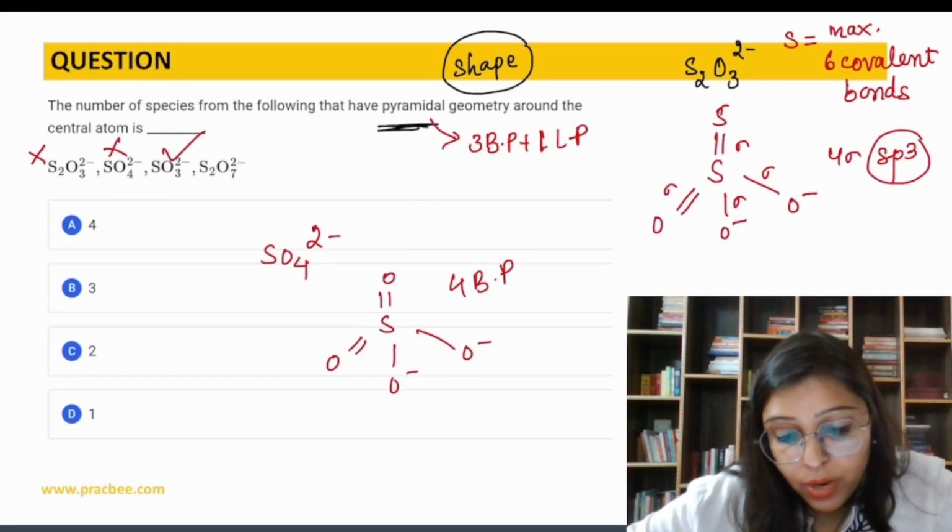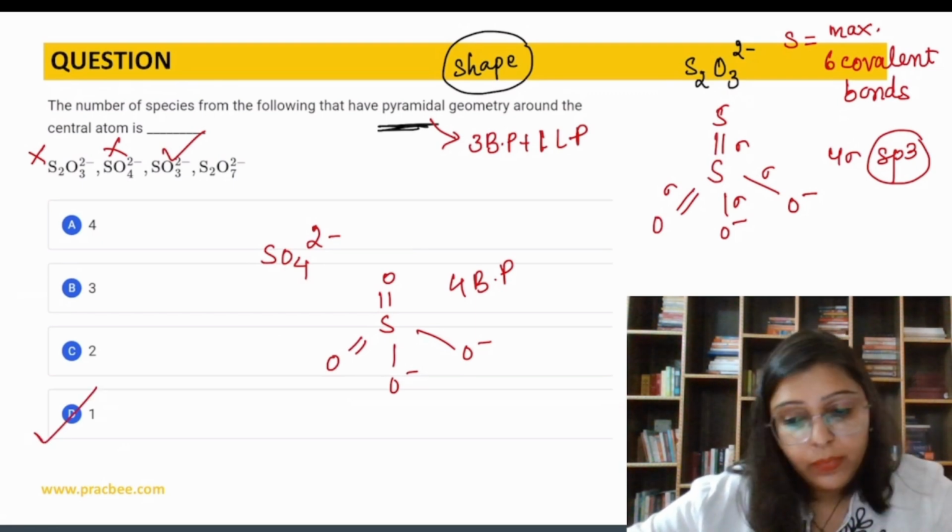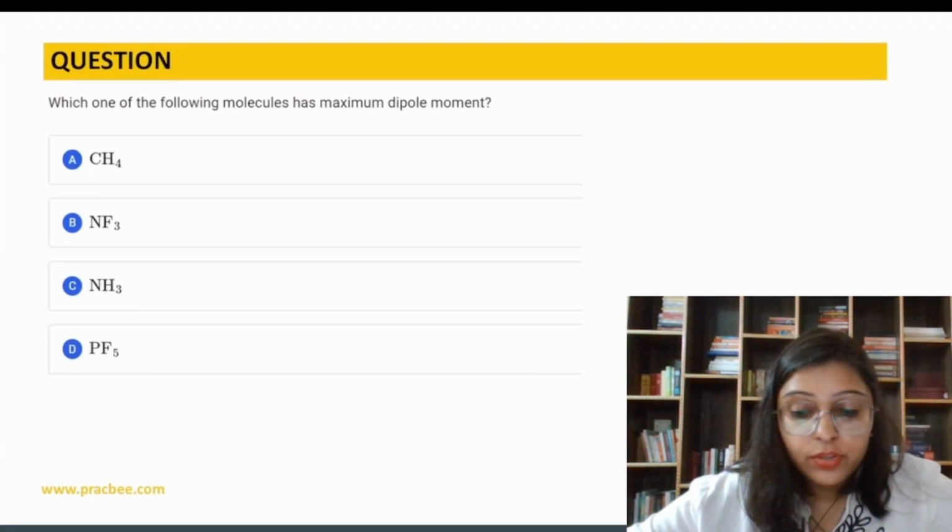So only one species, right? One species have the pyramidal geometry. The answer is D. Now let's do the next question.